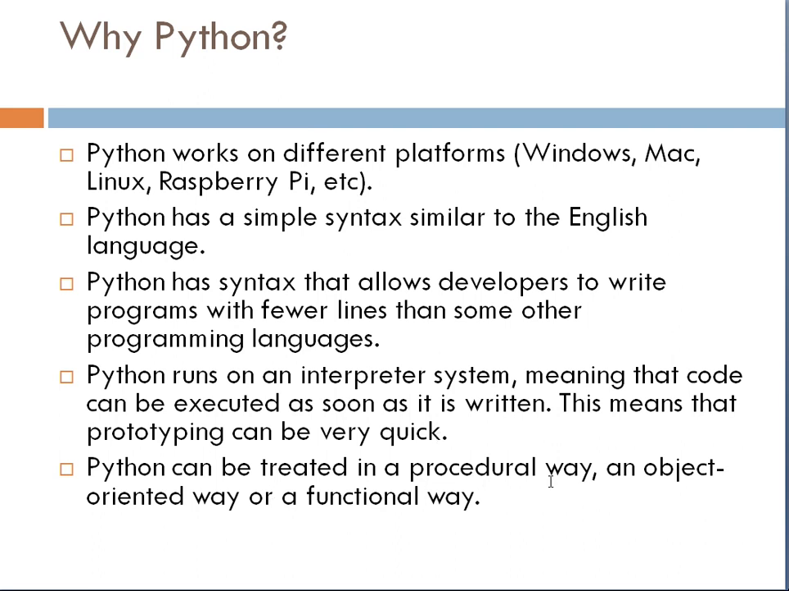Python can be treated in a procedural way, an object-oriented way, or a functional way. OOPS you already know. OOPS means object-oriented programming, where we have different features like encapsulation, data hiding, and inheritance. So the OOPS features are also included, and it can be used in a functional way too.